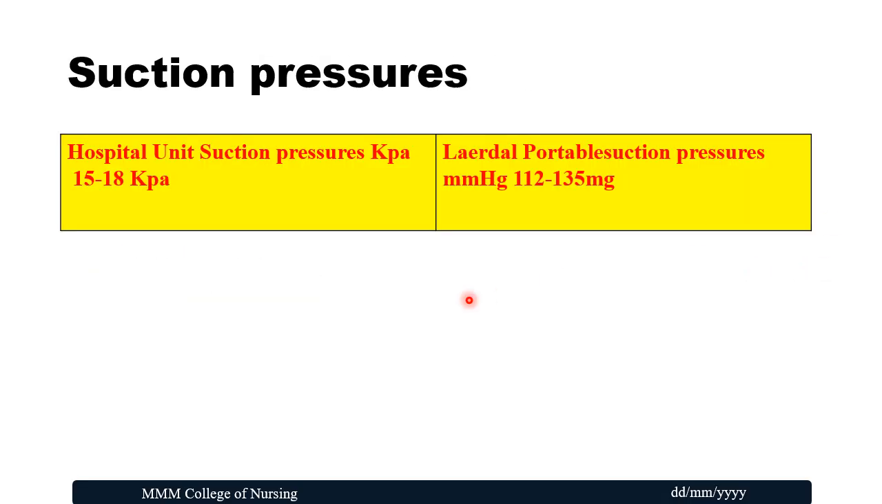Okay, what is the pressure? In hospital units, suction pressures are measured at 15 to 18 kPa, and portable suction pressures are measured in mm of Hg, that is 112 to 135 mm of Hg.